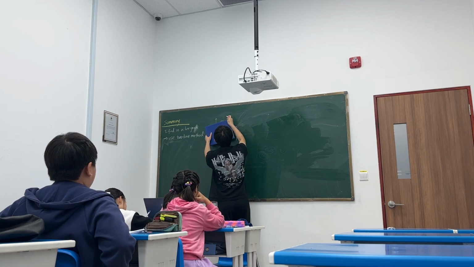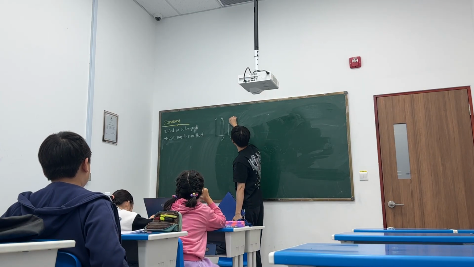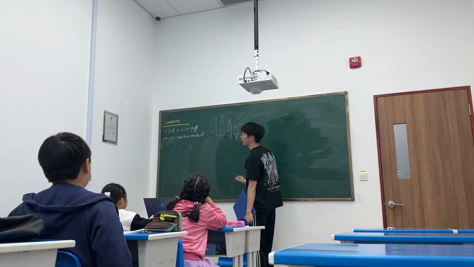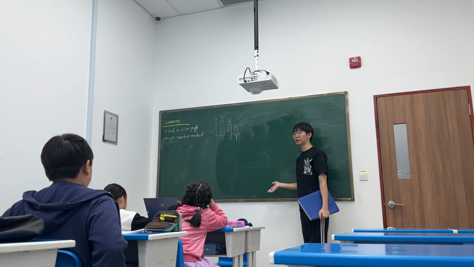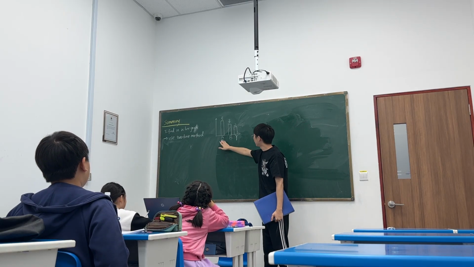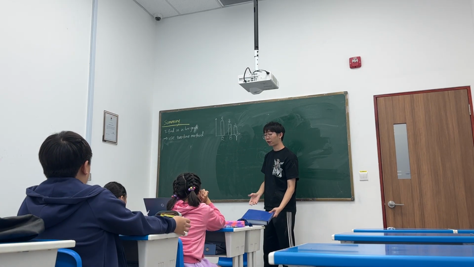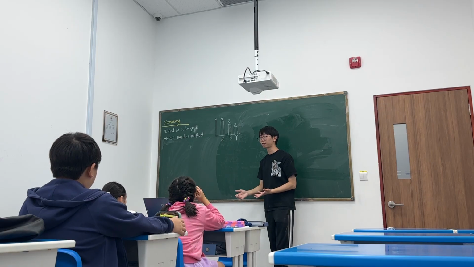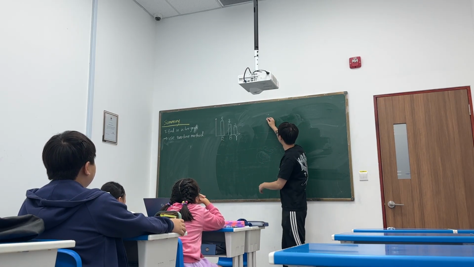Now we have 5 people who like red. We have 3 people who like blue and 2 people who like yellow. So in this survey, there are in total 10 students. 5 students like red, 3 students like blue, and 2 students like yellow. Now, of course, you can use a bar graph to represent this scenario, right? But we can also represent this in a circle.